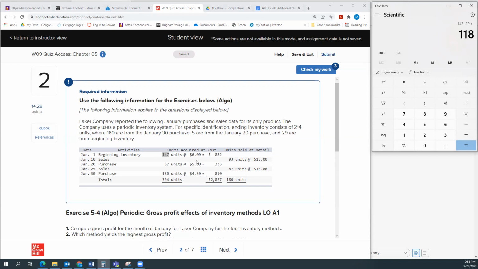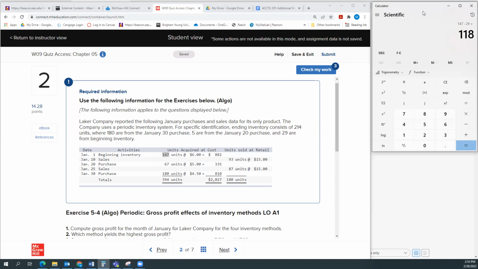So again, they're not making it super easy on us. Since we need to figure out our cost of goods sold, we've got to figure out which units we sold. So we sold 180 units. 118 of them are these units that cost $6. And 62 of the ones we sold were these units that cost $5.